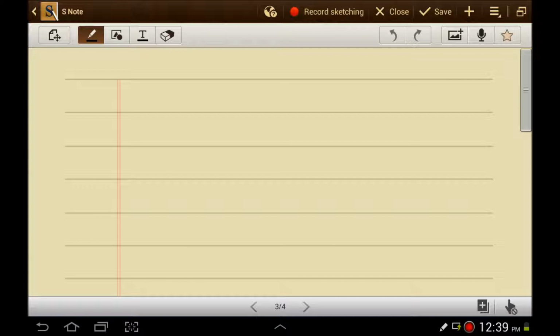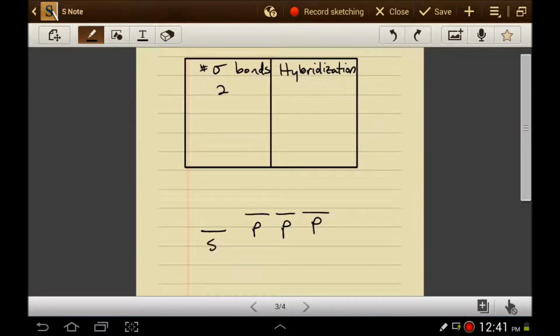Only the sigma bonds require hybridization. The pi bonds are going to be placed in unhybridized p orbitals. So when we're counting the hybridization, we're only counting the number of sigma bonds. If we had 2 sigma bonds on the central atom, we would need the first 2 orbitals. We would hybridize them and make 2 equal energy sp hybrid orbitals.